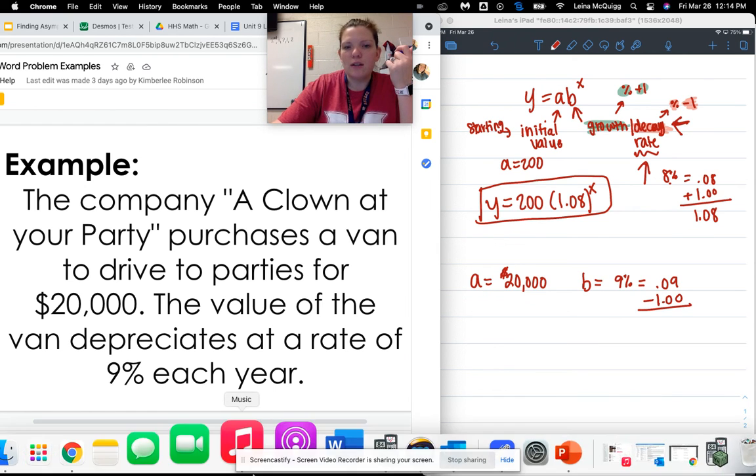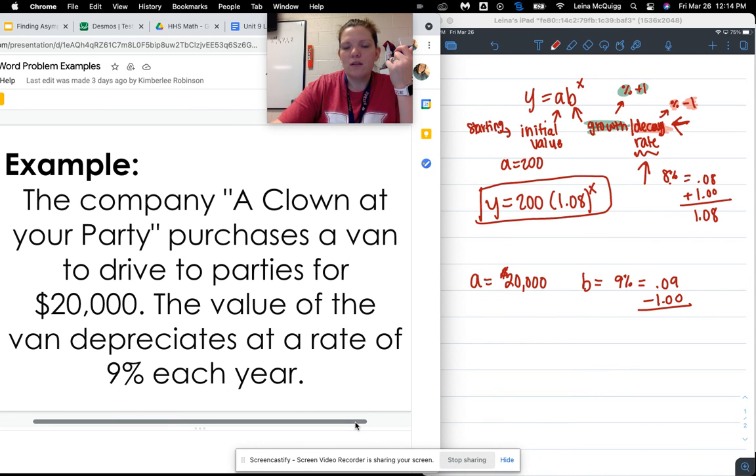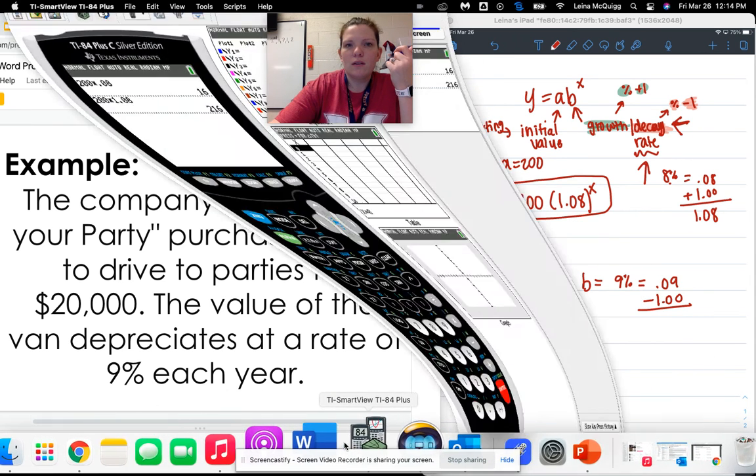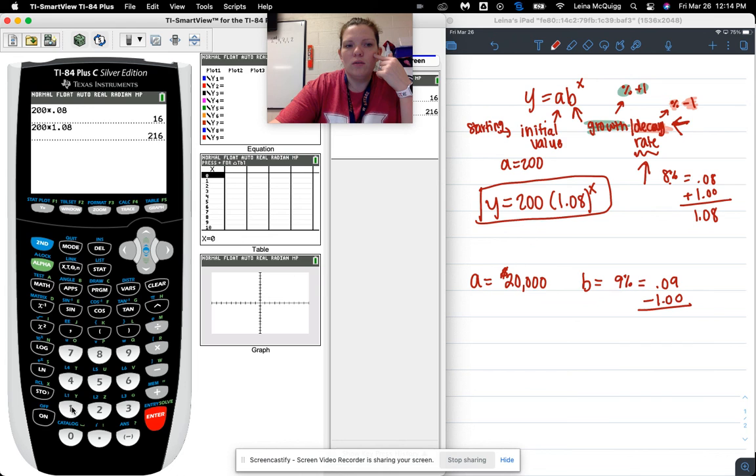So I'm going to take 0.09, I'm going to subtract 1 from it. So you can do that in your calculator. You can do 0.09 minus 1. And we end up getting negative 0.91. Okay, so my decay rate, my B value, is going to be negative 0.91.